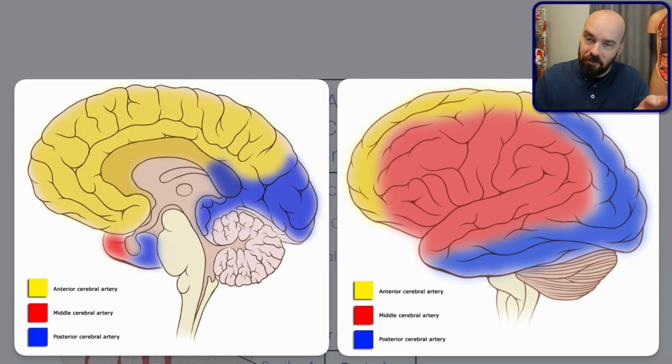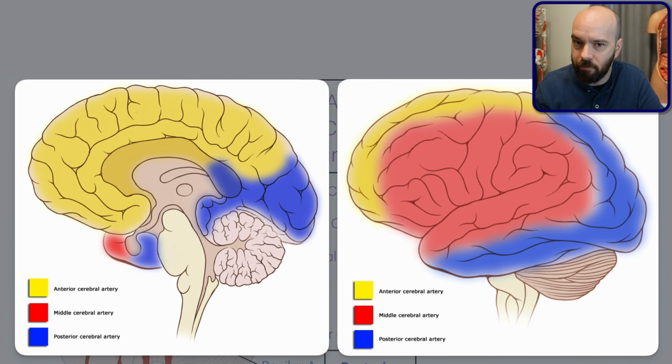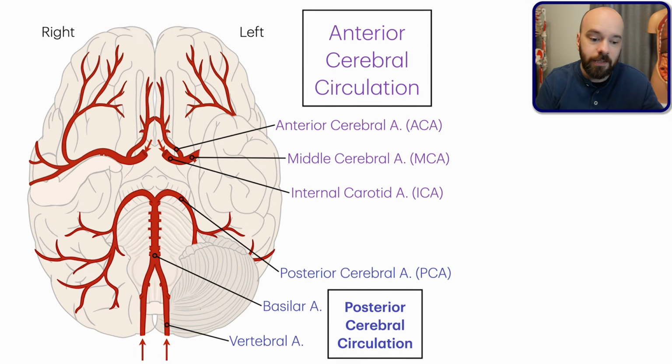So in general, not getting super specific here, the posterior cerebral artery is going to be that occipital lobe, the inferior part of the temporal lobe, mainly the back of the brain. The anterior cerebral artery is going to be mostly the medial part, so right in here. And then the middle cerebral artery is going to be the lateral part of the brain. All right, let's jump back to here.